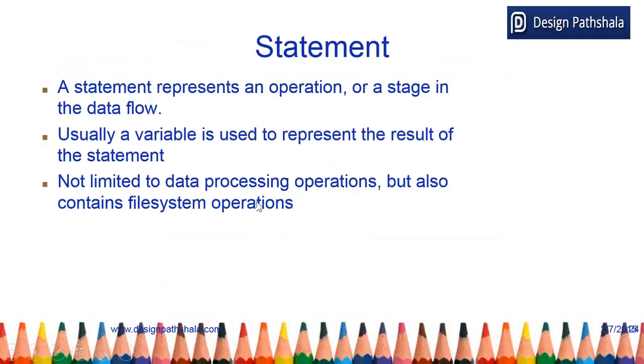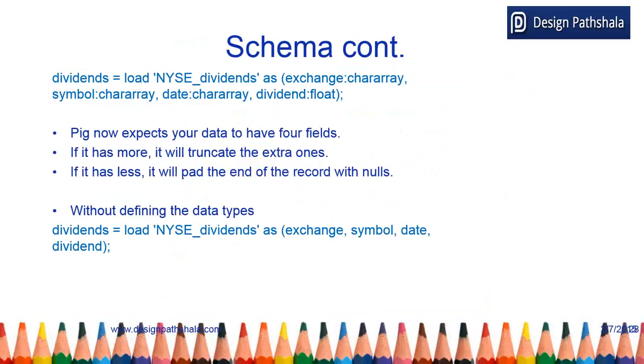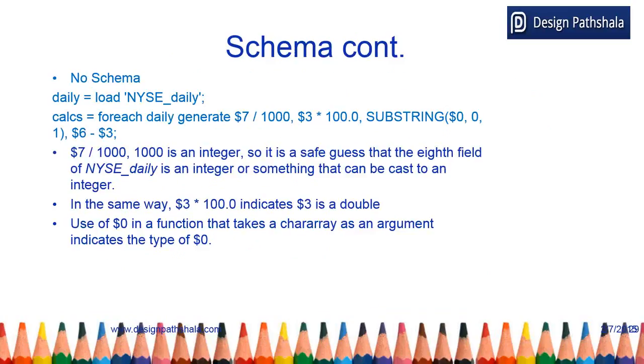So then we looked into the schema, and I'm not sure where we left. I think we looked into this schema example also, where the schema is basically decided based on the operation which you are doing on the data, right?